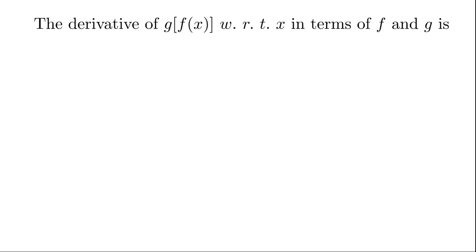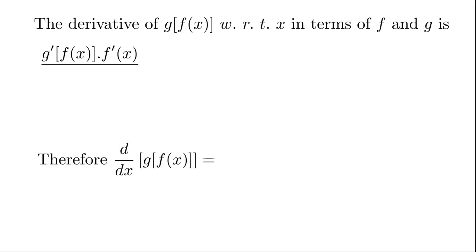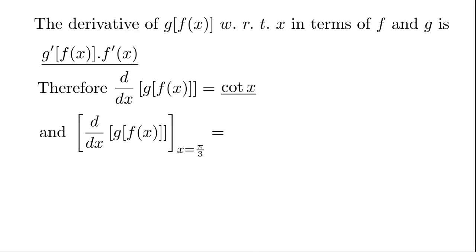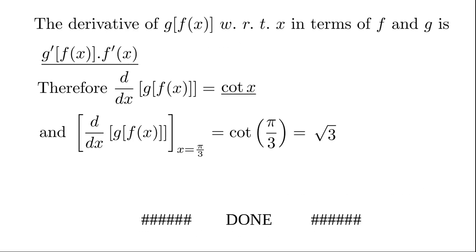And the next part is the derivative of g of f of x with respect to x in terms of f and g, and this is given to be g dash of f of x into f dash of x. Therefore, d by dx of g of f of x is cot x, and therefore d by dx of g of f of x when x equals pi by 3 is cot pi by 3, and that's equal to root 2, and that's done.